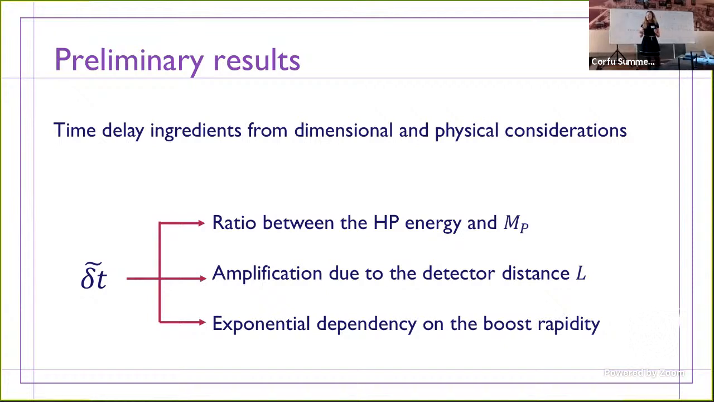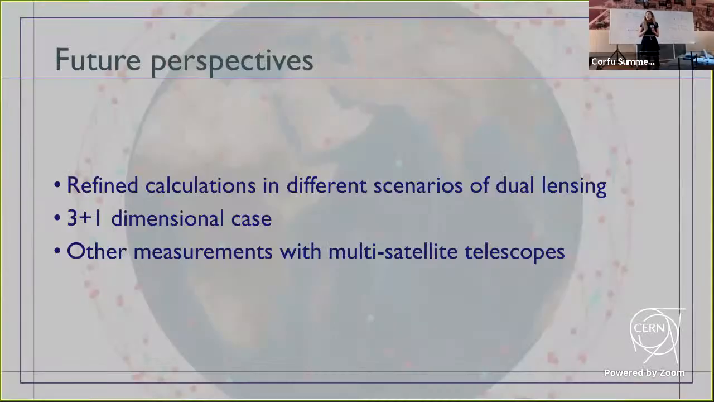And so for this reason, if we choose the right source, this effect might actually be visible. What are our future perspectives? Of course, we will need to refine our calculations, and what is more important is to consider different scenarios in which dual lensing is predicted, in order to obtain a result that is model independent.